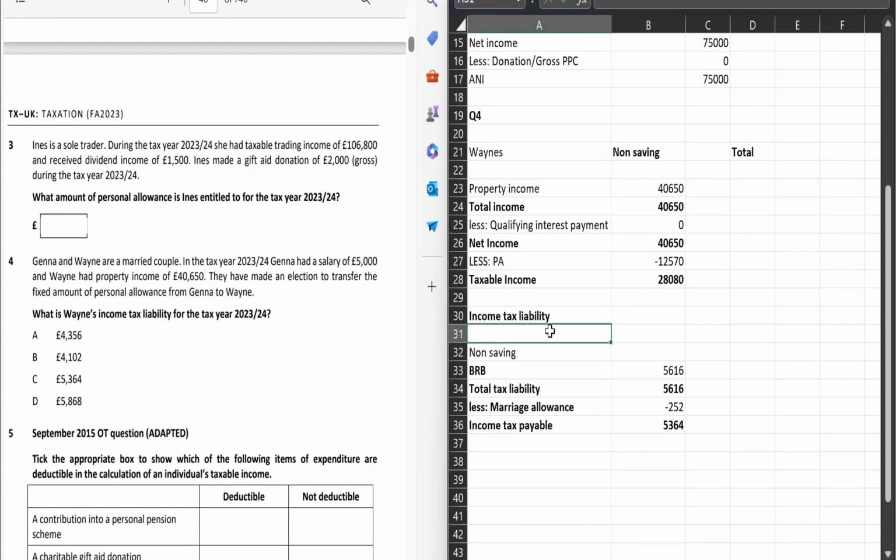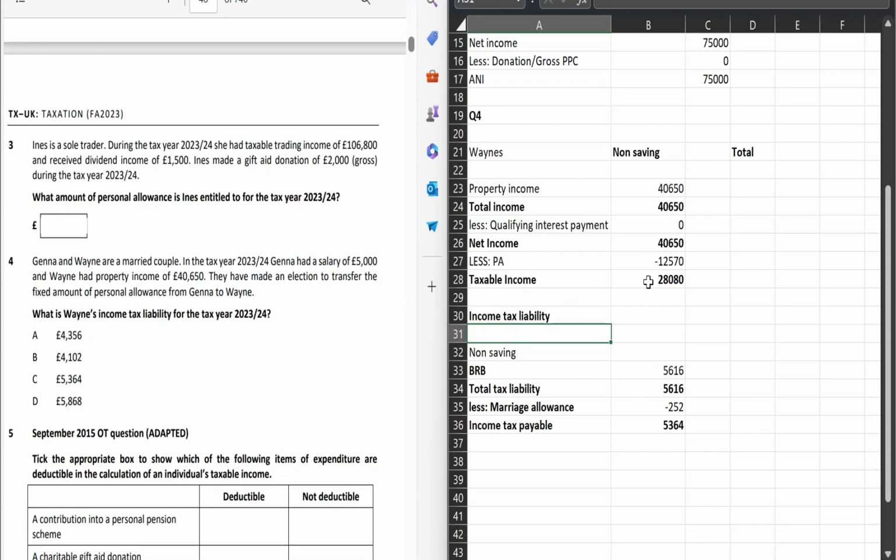Basically, Gina and Wayne are a married couple, and Gina has only the salary income of 5,000, whereas Wayne has a property income of 40,650, right? And both are basic rate taxpayers. Gina's whole salary is consumed by the personal allowance, so there is some unused portion of the personal allowance remaining, which she can transfer to her spouse. In our case, it's Wayne. Both of them have made an election to transfer the personal allowance of 1260. It's a fixed amount, which will reduce the income tax liability of Wayne, right?